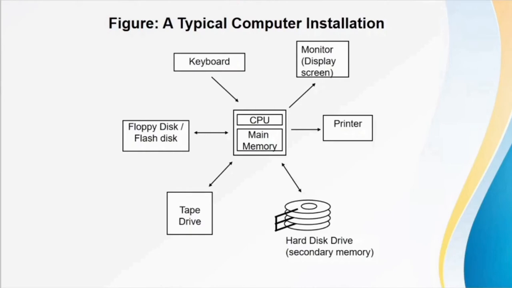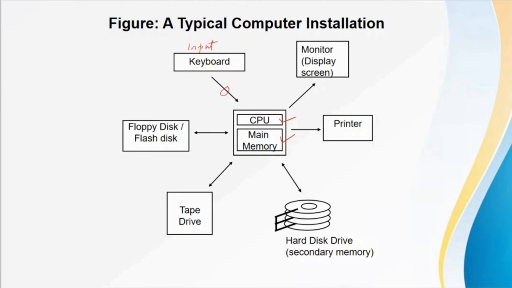The next figure shows a typical computer installation. Again, the arrow lines here depict the flow of data. The CPU and the main memory are here, while the peripheral devices, or input or output devices, are on the surroundings. This arrow line is directed from the keyboard going to the CPU or main memory because the keyboard is an input device. Okay, so data flows from the input device keyboard to either the CPU or main memory.